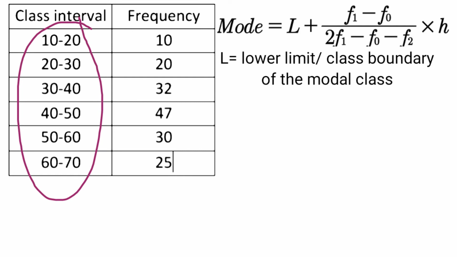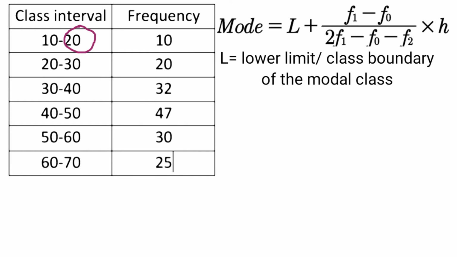Here the first one is 10 to 20, then the second one is 20 to 30, but see, 20 is the upper limit for the first one and 20 is the lower limit for the second one. Therefore this is an exclusive class interval. So in case of exclusive class interval, L will be the lower limit of the modal class. We have already found that 47 is the highest frequency. Therefore the corresponding modal class is 40 to 50, and L value will be 40.